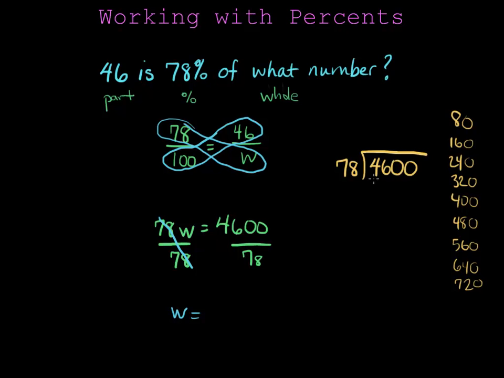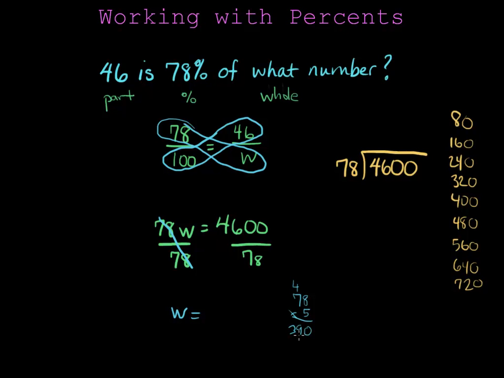So 78 doesn't go into 4, doesn't go into 46. It will definitely go into 460, and it's either going to be 5 or 6 times. 5 looks like it's low, and 6 looks like it could be a little high. So I'm going to take a guess, and I'm going to do 78 times 5. 8 times 5 is 40. 7 times 5 is 35, plus 4 is 39.